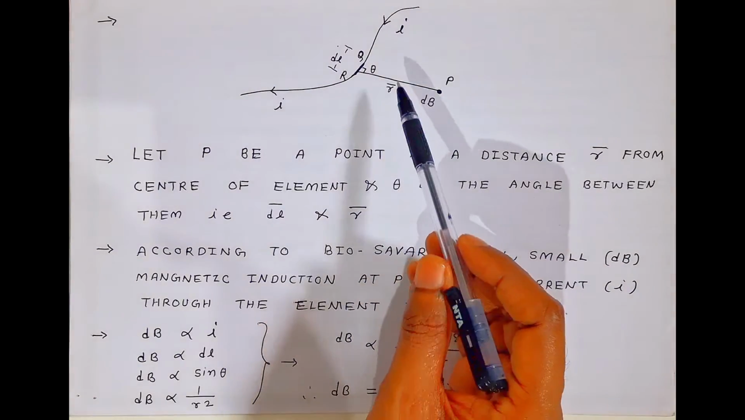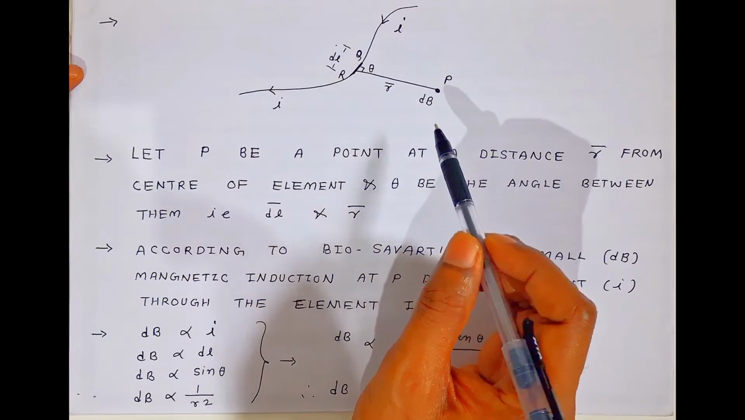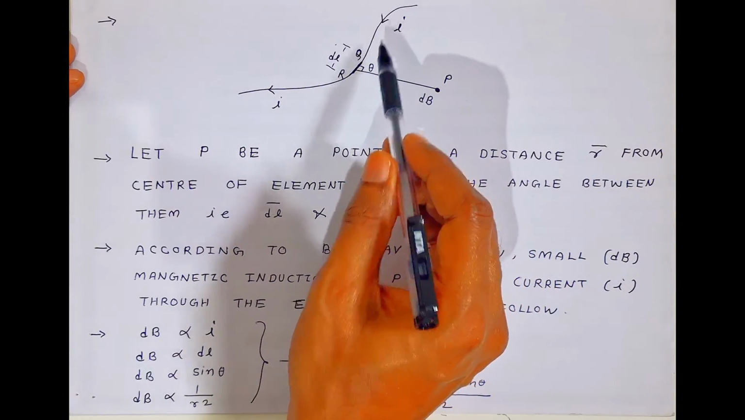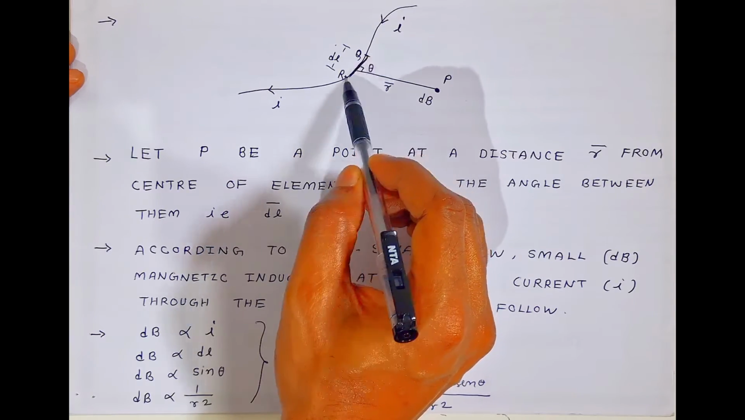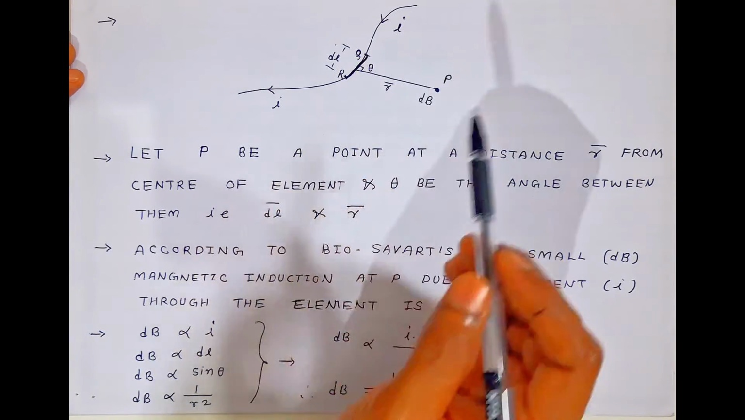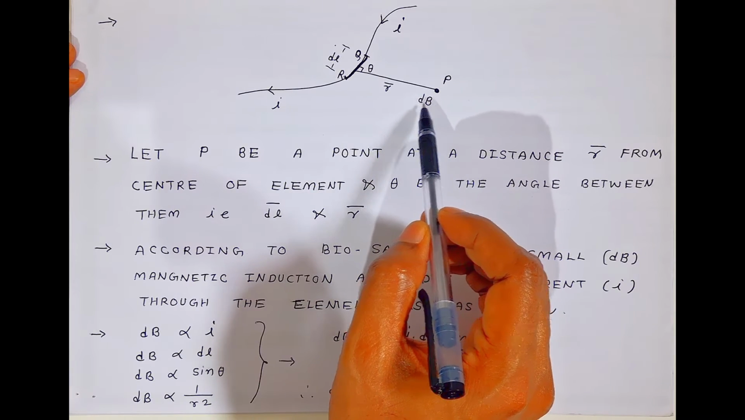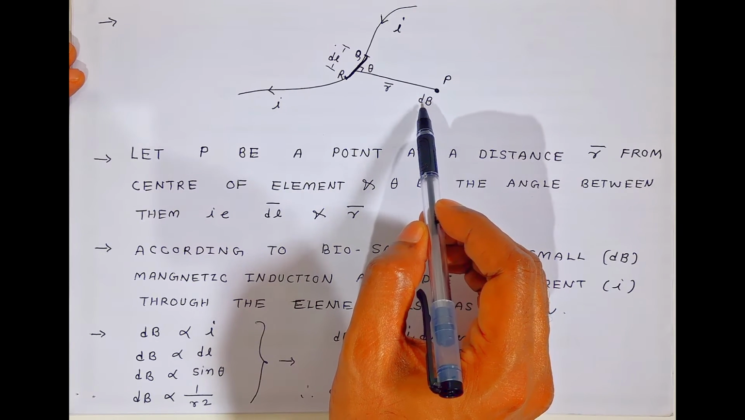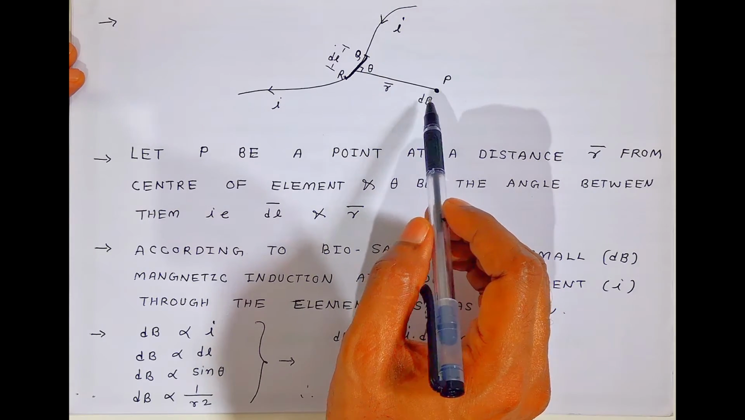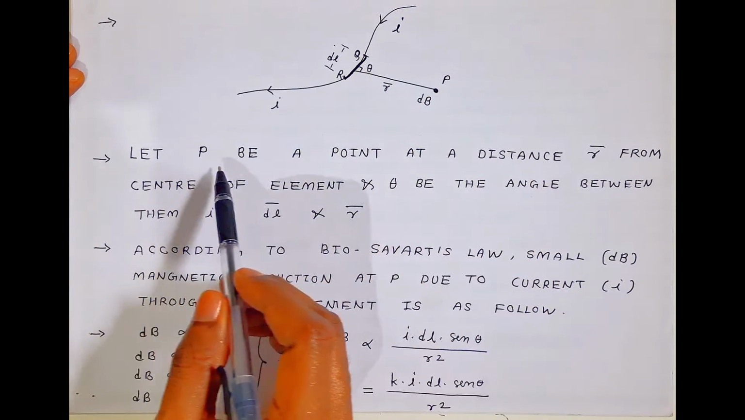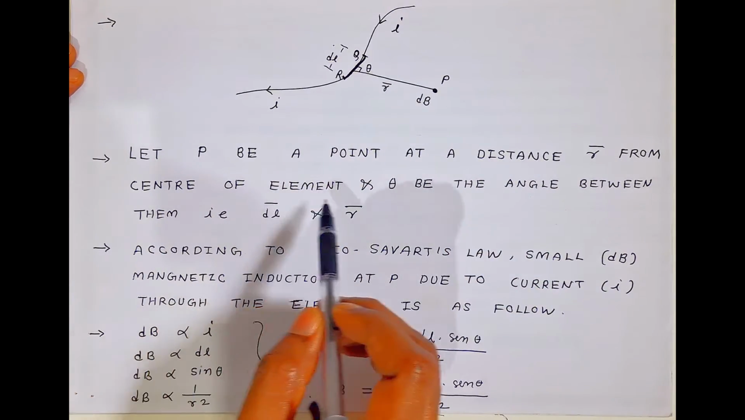Here, students, I have shown the current I going in the wire. We have divided this imaginary wire into small elements. This is QR, the small element I have taken. Now you have to find the small magnetic induction, that is why we have taken a small dB. dB stands for the magnetic induction produced at point P. Let P be the point at a distance r from the center of the element.